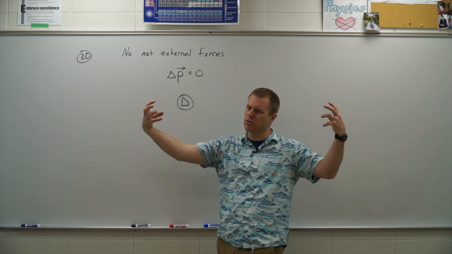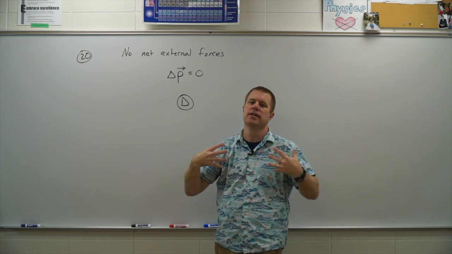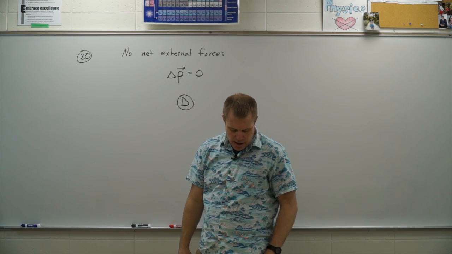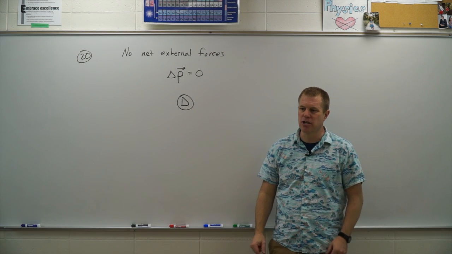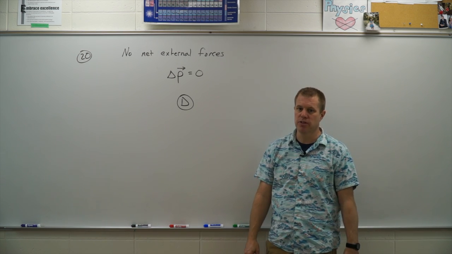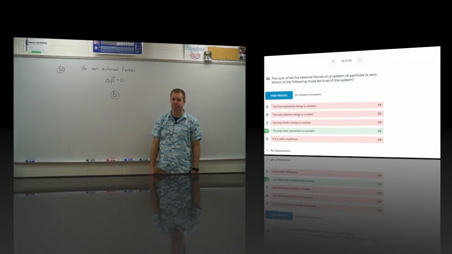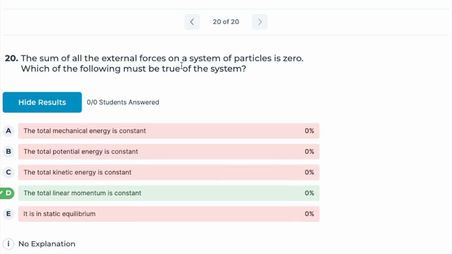Nope, think about that example. 2 objects coming toward each other collide, kinetic energy drops. And then static equilibrium, no, they can be moving. They don't have to be stationary in order for this to happen. There you go. Correct. The answer is D. The total linear momentum is constant. That's the only must.